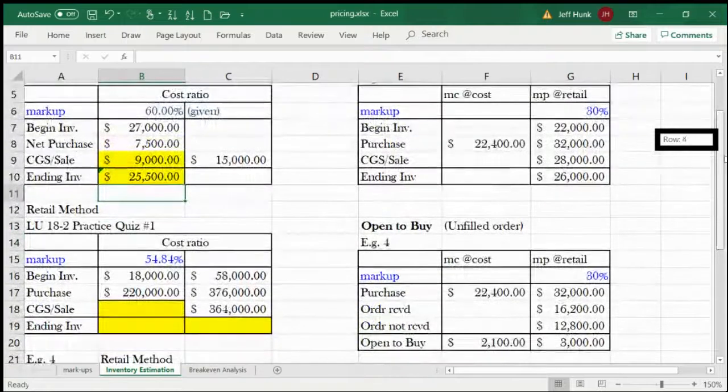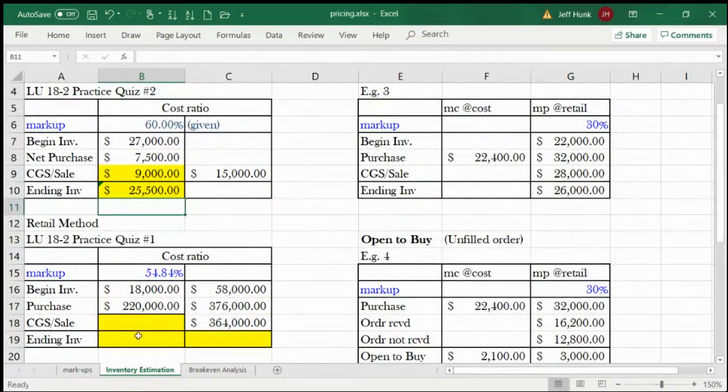And in the retail method, right? How do I know it's the retail method? Your inventory is expressed in retail. Now, for example, I don't need these numbers, but once this is given, I can still, from the cost ratio, solve it backwards to find the inventory in cost, right?